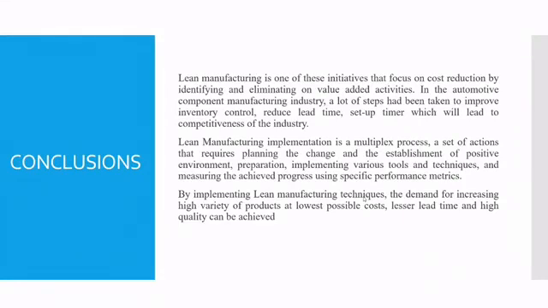competitiveness of the industry. Lean manufacturing implementation is a multi-step process, a set of actions that requires planning the change and the establishment of a positive environment, preparation, implementing various tools and techniques, and measuring the achieved progress using specific performance metrics. By implementing lean manufacturing techniques, the demand for an increasing variety of products at the lowest possible cost, lesser lead time, and higher quality can be achieved.